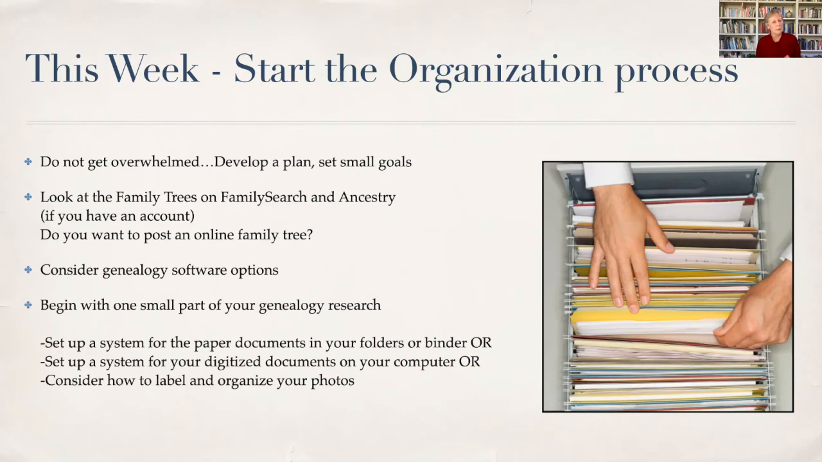And just begin with a small part, maybe just paper documents or a binder. Maybe just setting up the digitized documents in folders on your computer. Maybe just labeling and organizing your photos. But choose one of these things to look at, and the others will come along. But down the road, as you get more involved in genealogy, you're going to want to think about how you see your information and how you want to pass it on to the next generation. And some of these things might be more helpful than others.